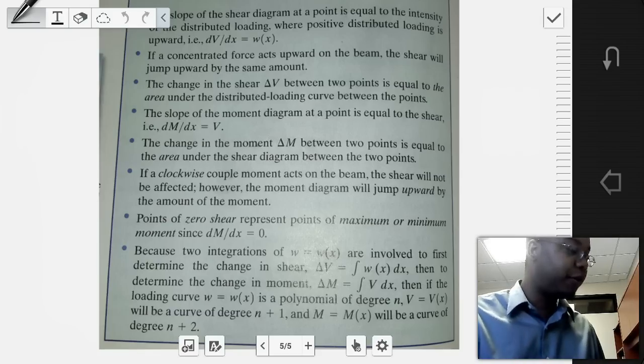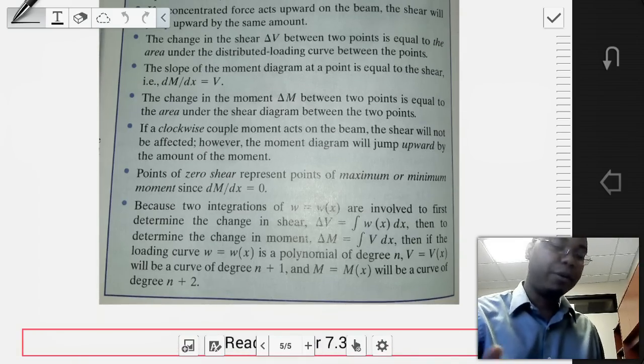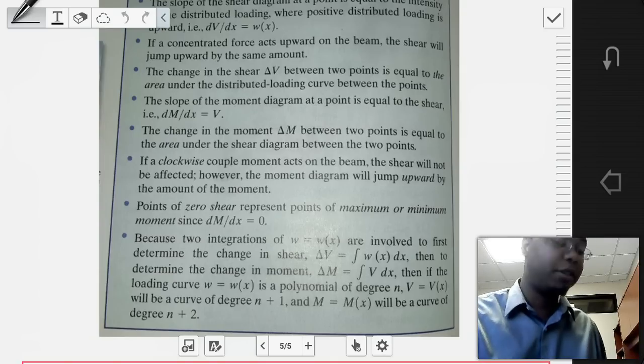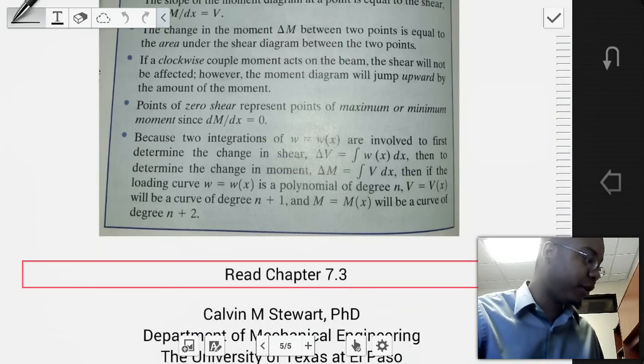It's very important for you to review your calculus, to brush up on differentiation and integration in order to do well in this section of the book. There will be a problem like this on the exam, so it's very important for you to be comfortable with creating your shear and moment diagrams. With that said, you should review this section of the book.